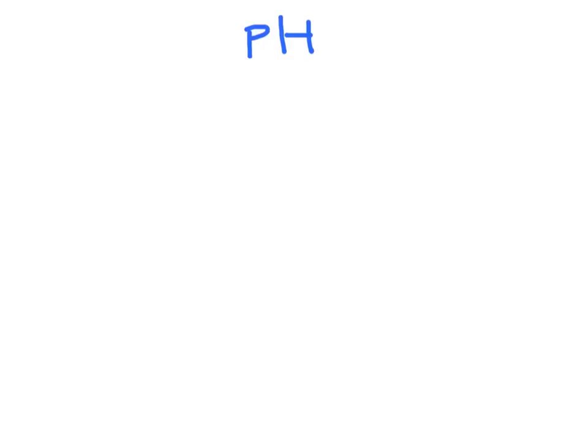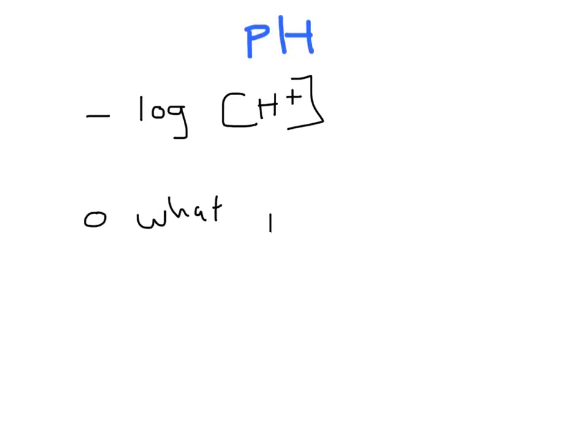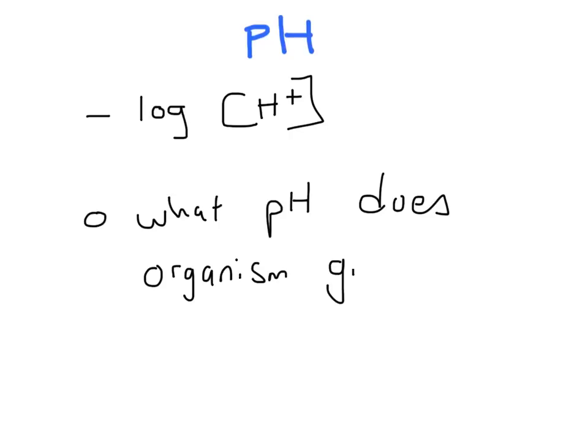Okay. All right, up next is pH. If we want to remember what pH is, it's the negative log of the H plus concentration. And what we want to answer is the question, what pH does my organism grow at? That's really our question here. We've got a number of organisms that can do this, various ones, and so we want to draw a graph and have a look at them.